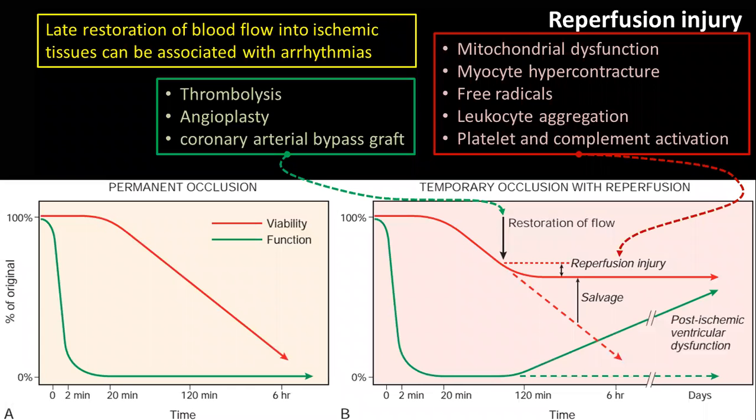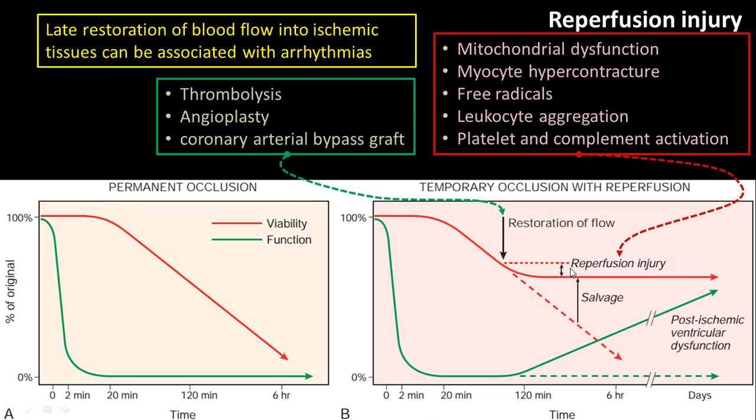Now we're talking about the reperfusion injury. How is reperfusion established? There are 3 main ways where reperfusion is established. Can anyone say? Thrombolysis, angioplasty, and coronary artery bypass graft. These are the main three ways reperfusion can be established, but this reperfusion will cause a reperfusion injury.